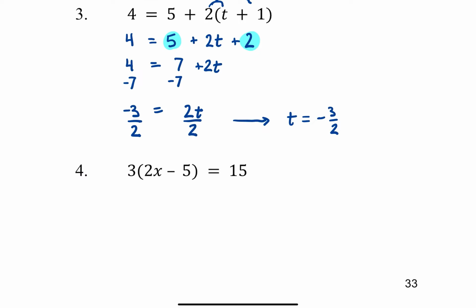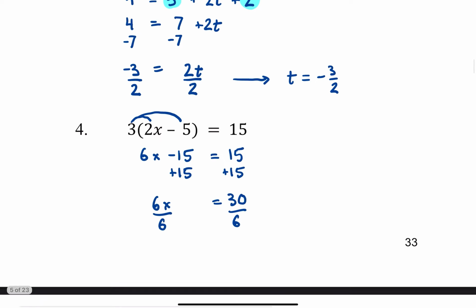Here's the solution. Simplify first. Let's distribute the 3. We get 6x minus 15 is equal to 15. I'll add 15 to both sides. That leaves me with 6x is equal to 30. And I will lastly divide both sides by 6. My solution here is x is equal to 5.